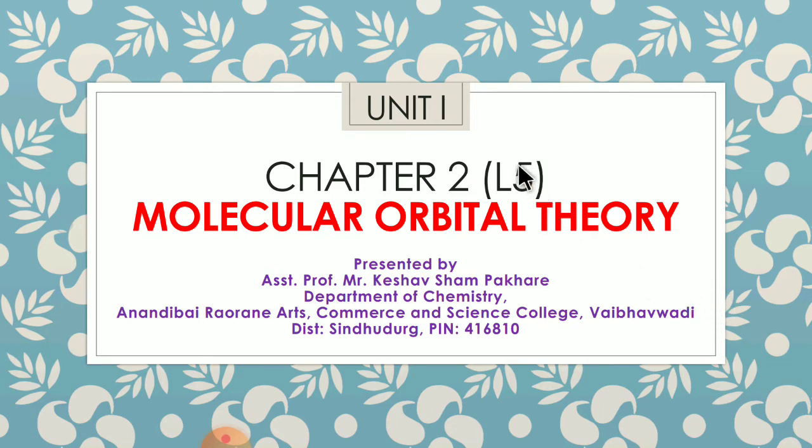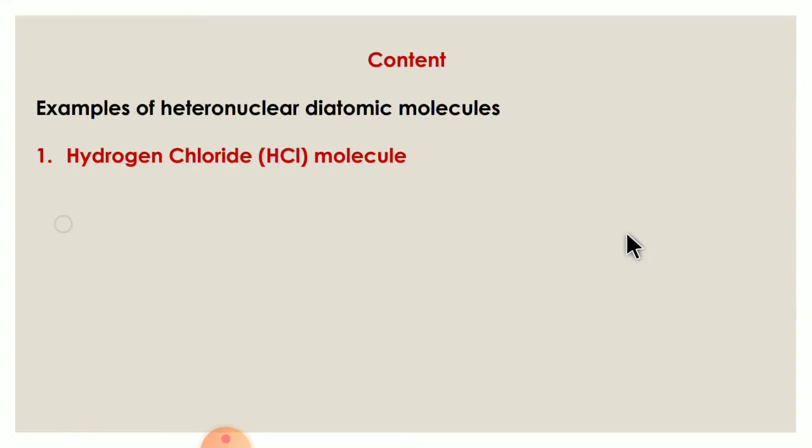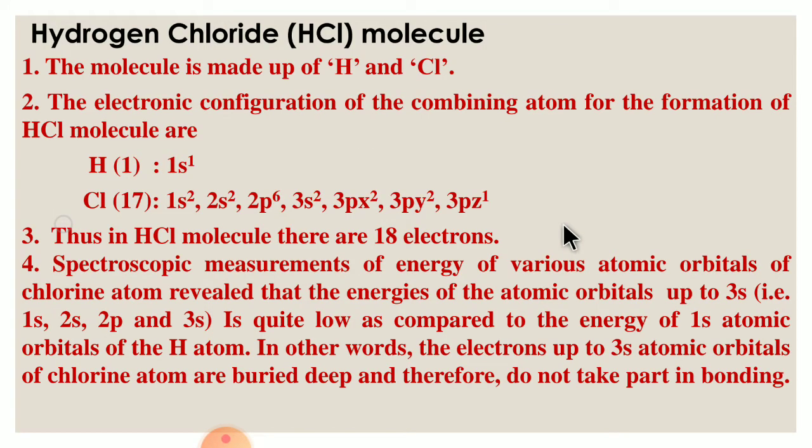Today we will see unit number 1, chapter number 2, lecture 5, Molecular Orbital Theory. In the previous video we have already seen the example of heteronuclear diatomic molecules, that means NO and NO plus, that means nitric oxide and nitrosyl ion. In this video, we will see the example of the hydrogen chloride molecule, that means the HCl molecule.